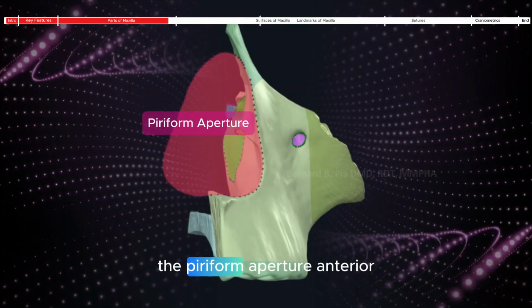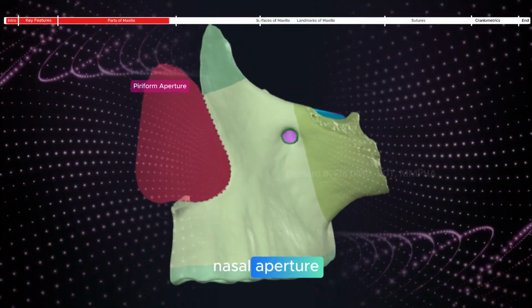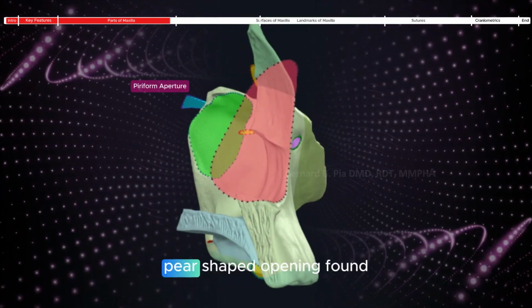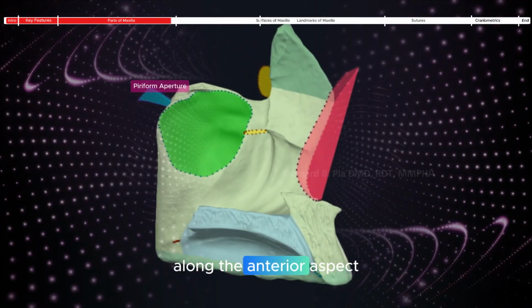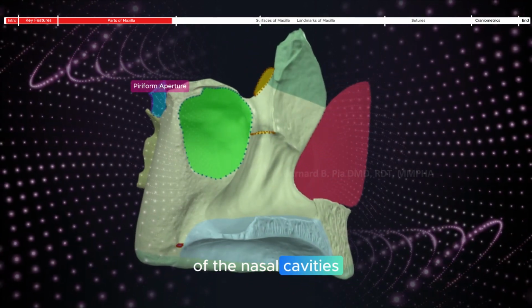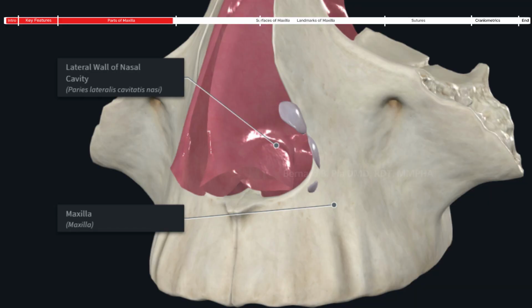The piriform aperture, anterior nasal aperture, is the large, pear-shaped opening found along the anterior aspect of the nasal cavities. The piriform aperture allows for the communication between the nasal cavities and the anteroinferior part of the nose.